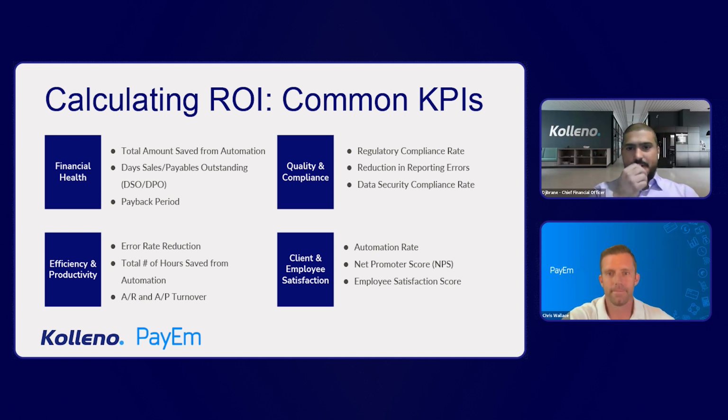The typical four buckets that we often point to are really around, first, of course, financial health. Top of mind, really focusing on total amount saved from these efforts, days sales and payables outstanding, payback period, and things like that. But also taking a step back and focusing on a few other key KPIs or metrics. Things like efficiency and productivity, which is key. Trying to take a look at how automation is helping your team, taking away some of these lower end tasks and allowing you to focus on higher value and create more value both within the organization and for your clients. Quality and compliance, and I think client and employee satisfaction.